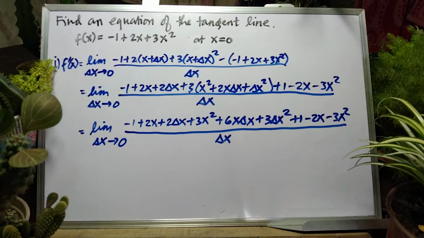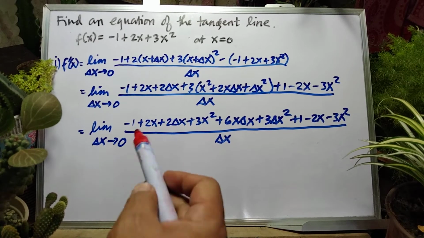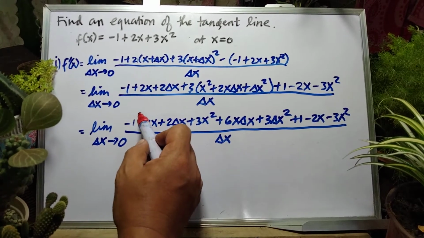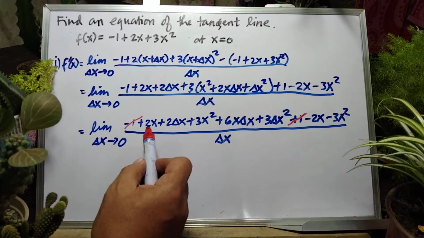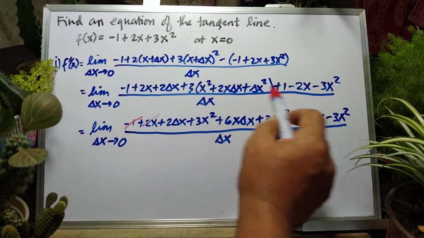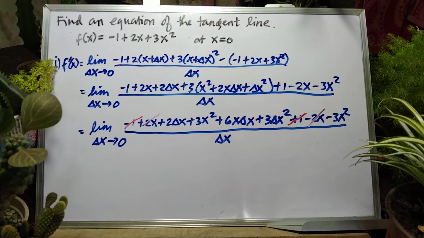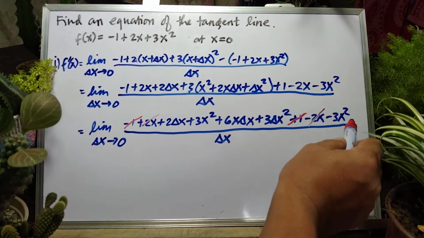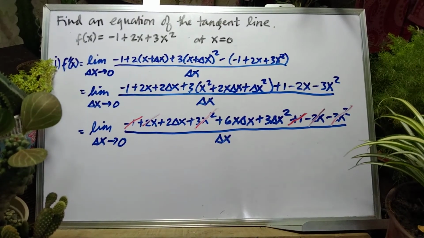Now, from this point, class, nakita na ba ninyo nga makancel na to? Naa, no? So, for example, negative 1 ug 1. So, we could cancel this one. Cancel na to, si 1. What else? O 2x minus 2x. So, mawala na siya, makancel na siya. Okay. Naapa ba? Naapa ba or wala na? Naa, si 3x squared ug minus 3x squared. Makancel na to. Okay? So, unsa na lang ang mabilin?